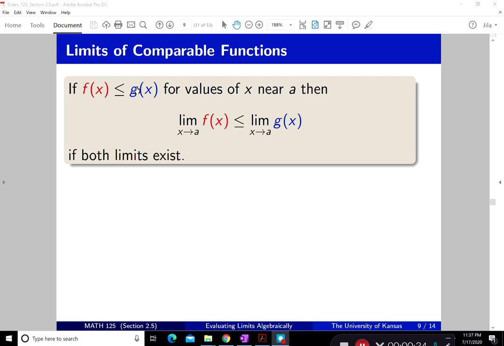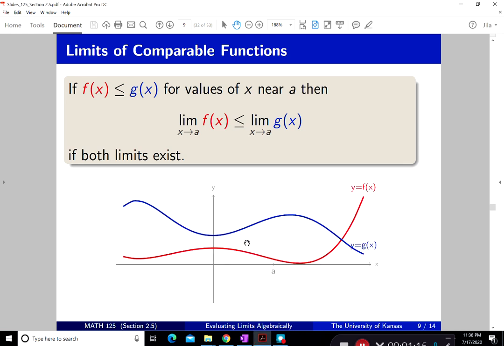First of all, limits of comparable functions. If f of x is less than or equal to g of x for values of x near a, then the limit of f of x as x approaches a is less than or equal to the limit of g of x as x approaches a, if both limits exist. The fact that the limits exist helps us have this defined and carry the inequality sign over to the limits also.